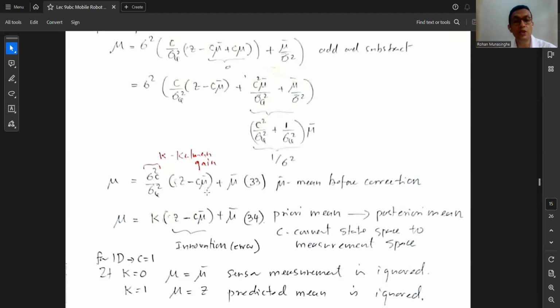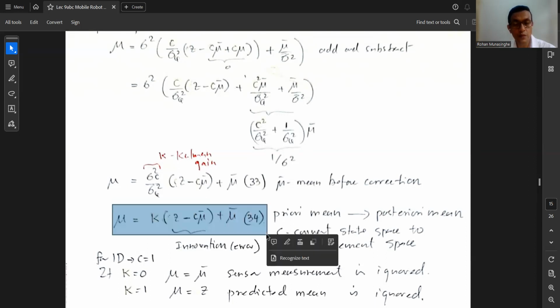So therefore, we can write the equation as follows. You have sigma square over sigma q square, right, times C, Z minus C mu bar plus mu bar. So this turns out to be a different format now, which says there's a constant here. Sigma square is the standard deviation now, and sigma q square is, sorry, the variance. Sigma q square is the variance of the sensor.